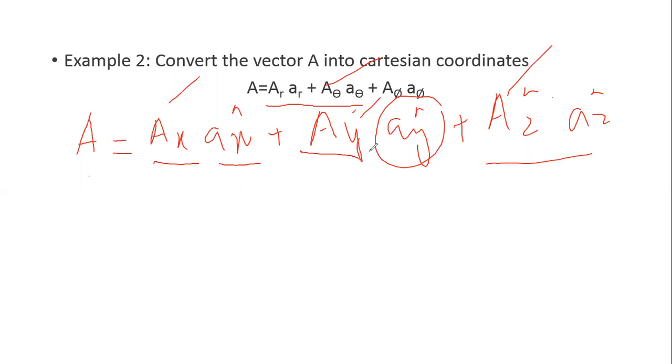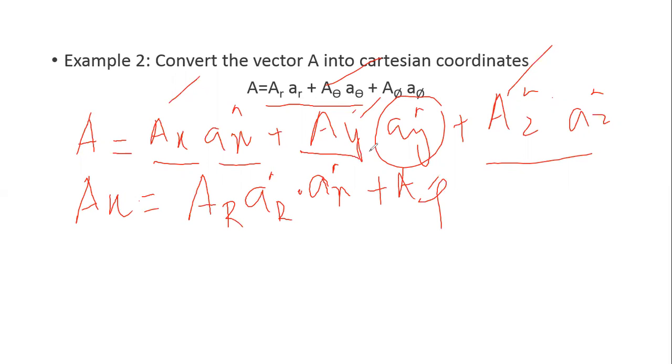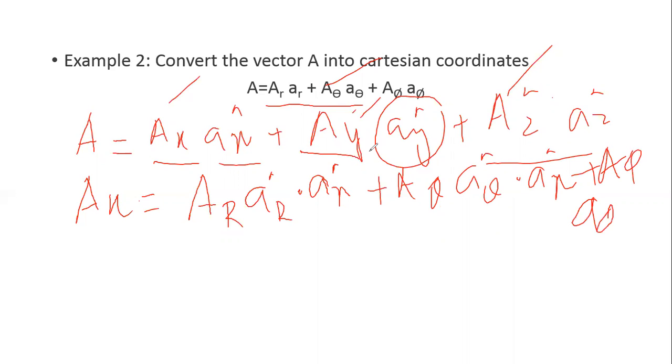So first let's find a_x. So a_x will be equal to A_r into a_r dot a_x, plus A_theta into a_theta dot a_x, plus A_phi into a_phi dot a_x. The magnitudes will be the same: A_r, A_theta, A_phi. Actually, we have to find this thing: a_r dot a_x, a_theta dot a_x, and a_phi dot a_x.